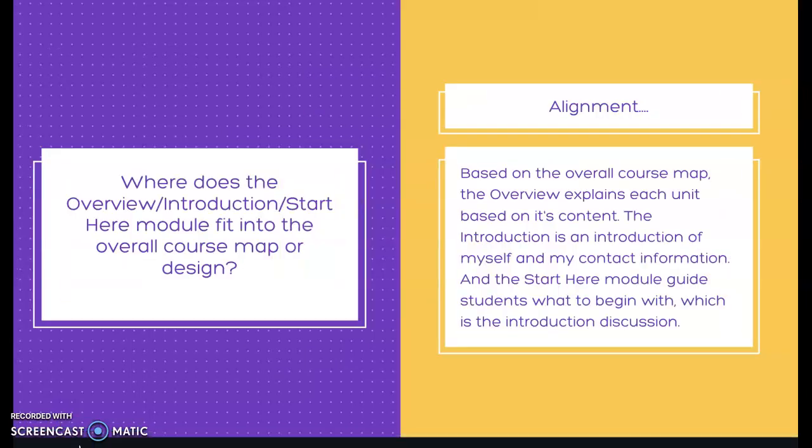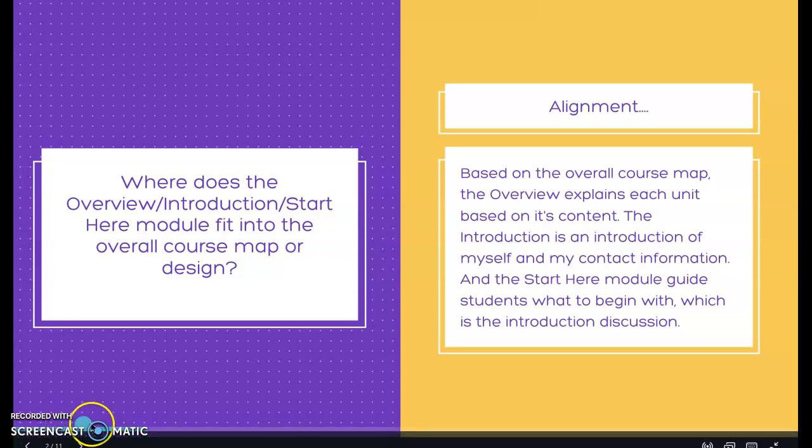Okay, so where does the overview, introduction, and start here module fit into the overall course map or design? So what is the alignment? Based on the overall course map, the overview explains each unit based on its content. The introduction is an introduction of myself and my contact information. The start here module is a guide that students can begin with, which will include the introduction discussion, just so they can be familiar with discussions.